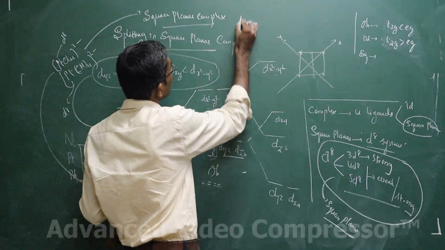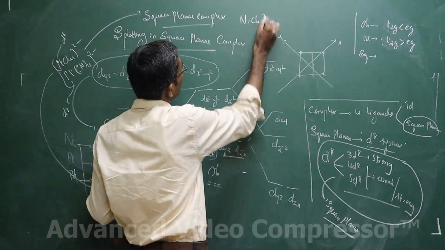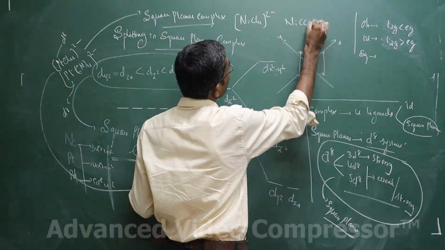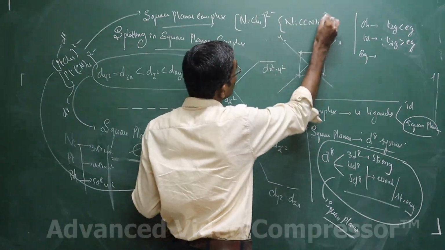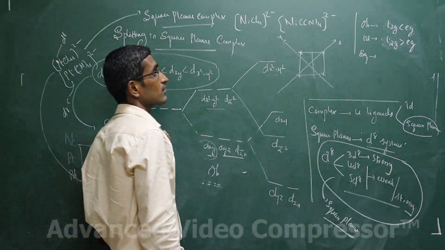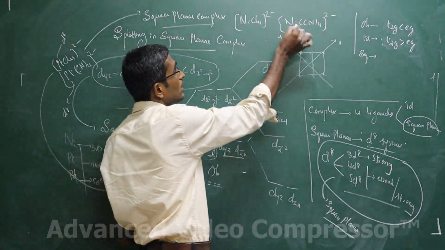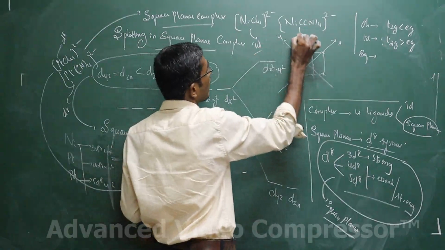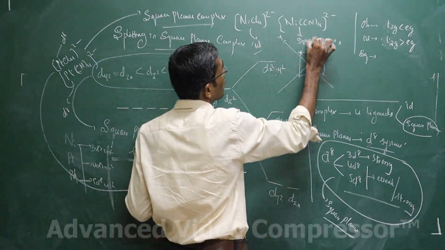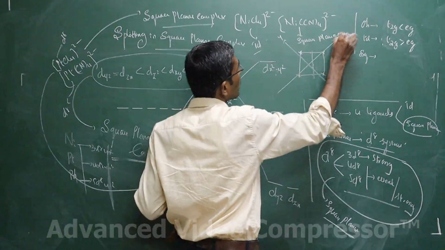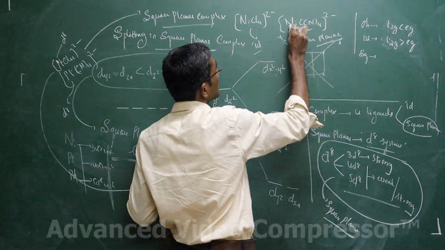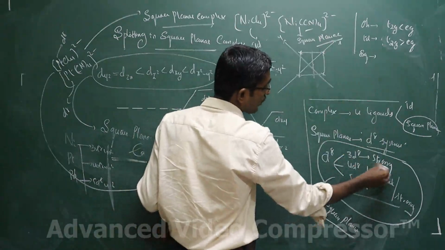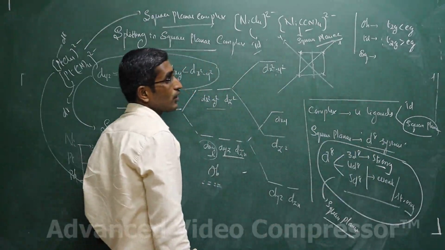For instance, if they give NiCl4 2- and Ni(CN)4 2-, what kind of complex is it? Nickel plus 2, 3d8. This one is a tetrahedral complex and this one is a square planar complex. Very clear? Because you have a strong ligand with 3d8 in one and a weak ligand with 3d8 in the other. A weak ligand forms tetrahedral, a strong ligand forms square planar.